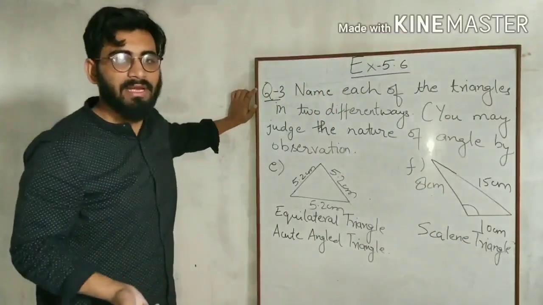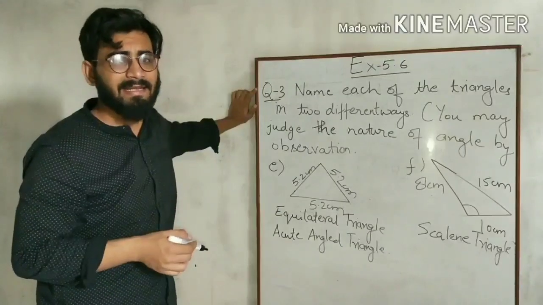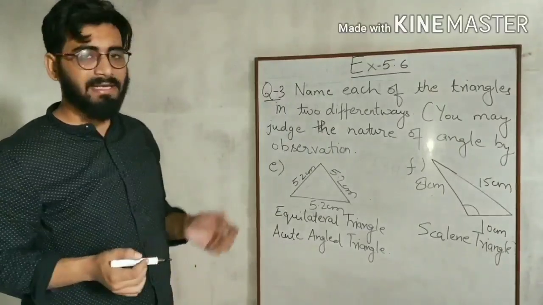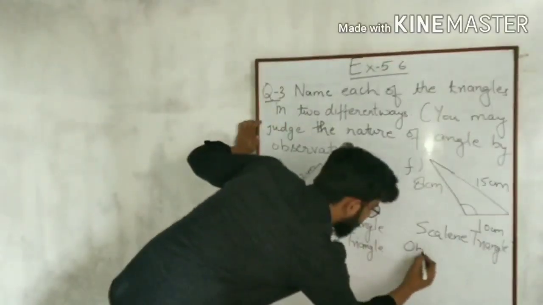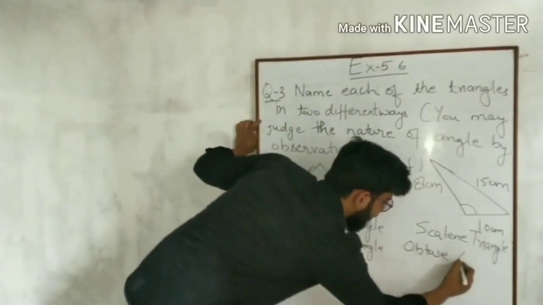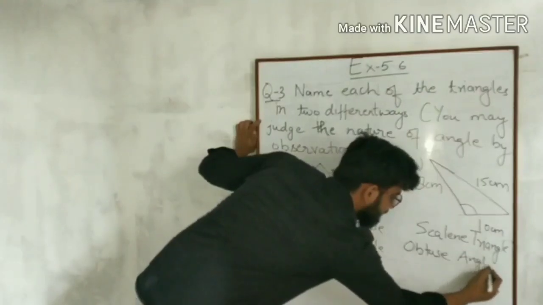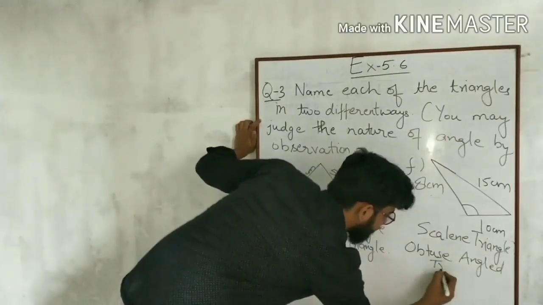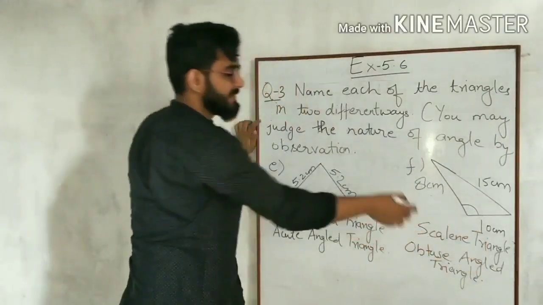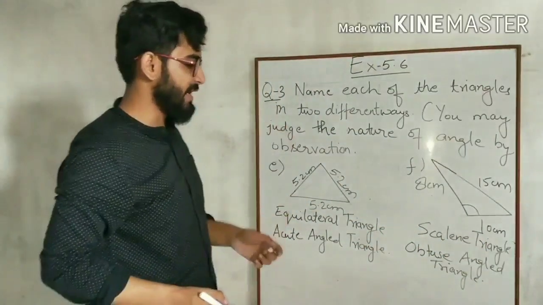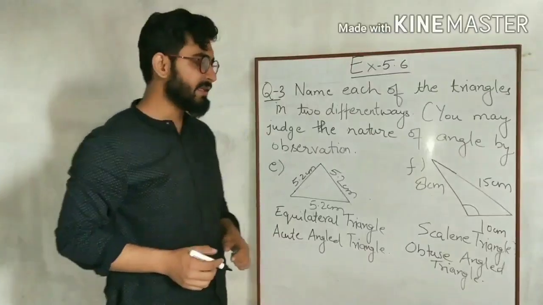Okay. Now on the basis of angle, you can clearly observe that this angle is greater than 90 degrees. And we know that if any one of the angles is greater than 90 degrees, then the triangle is an obtuse angled triangle. So this is an obtuse angled triangle. Okay. So on the basis of side, this is a scalene triangle, and on the basis of angle, this is an obtuse angled triangle.